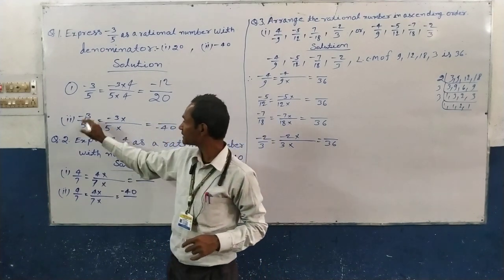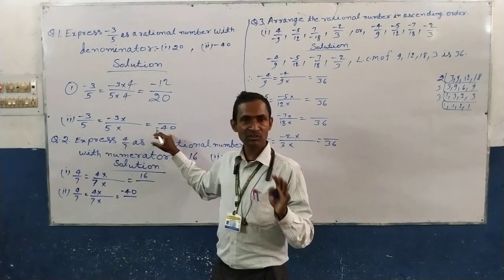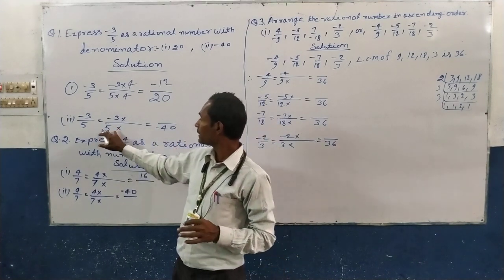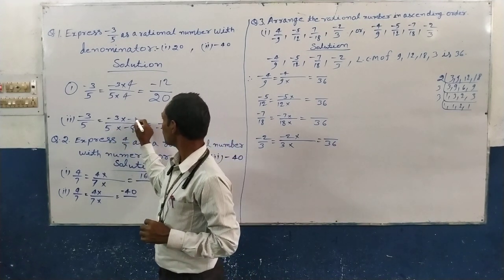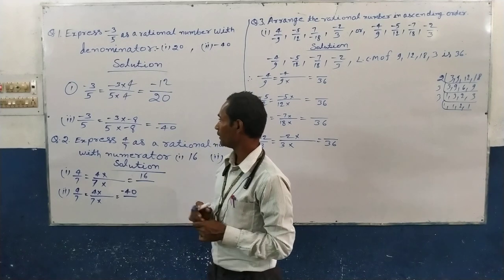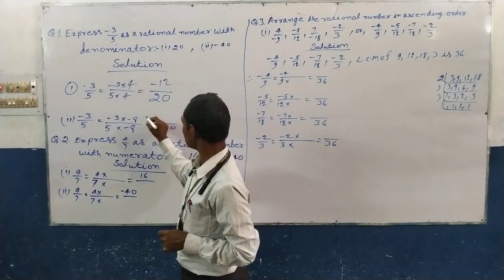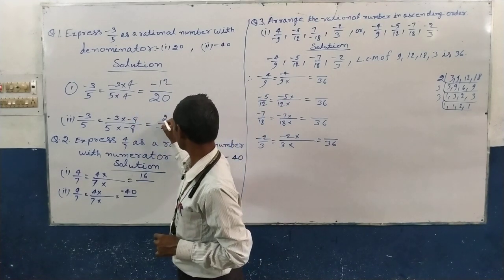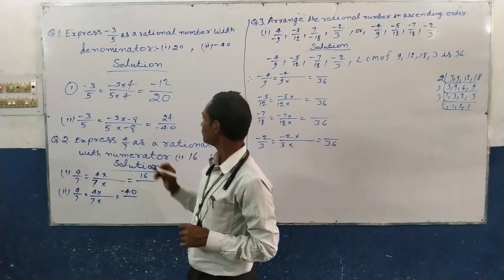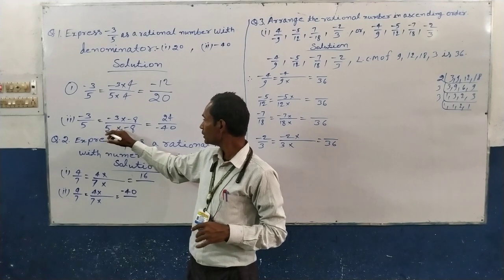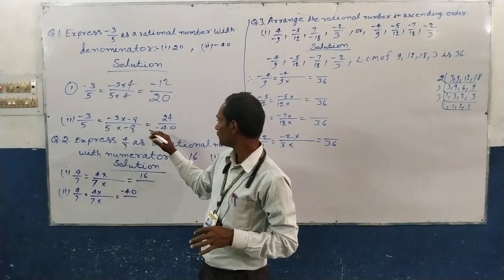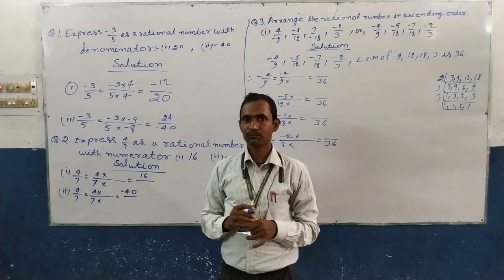Same -3/5 with denominator -40, then multiply 5 by -8 and also -3 by -8. Then complete here, 8 3s are 24. Negative both sides, so positive in it. 5 into -8 is equal to -40. Clear?